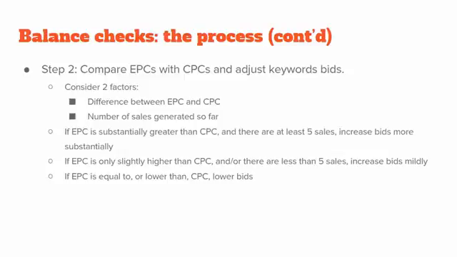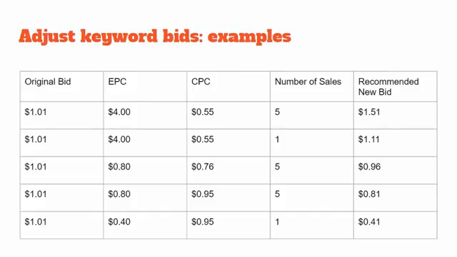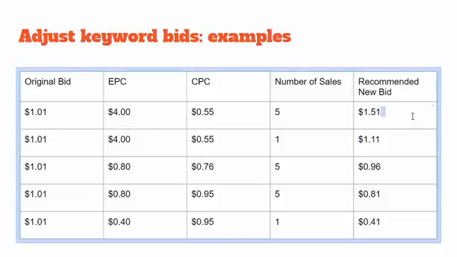Now if the EPC is equal to or lower than CPC, obviously we need lower bids. Now let's look at some fictional examples. For the first one, we further assume that this keyword has generated 5 sales. In this case, what should be the new bid for this keyword?